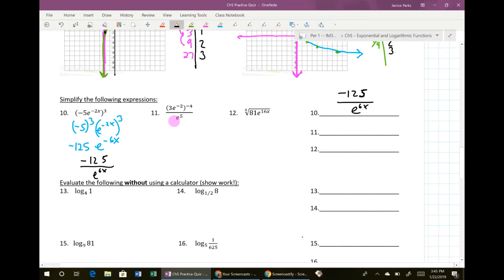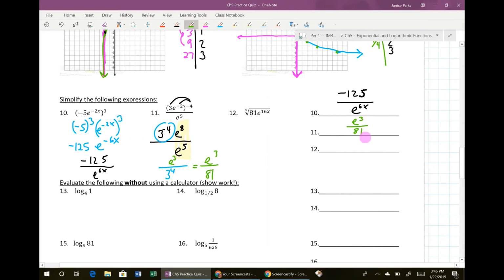For number 11, the negative 4 applies to the 3 and that. So we have 3 to the negative 4, e to the positive 8, because when you multiply the two negatives, you get a positive 8, over e to the 5th. The 3 to the 4th must move to the denominator. And then the e to the 8th and the e to the 5th, when you reduce that, it becomes e to the 3rd, but that's in the numerator because you have more e's at the top. And to simplify that, it's e to the 3rd over 81.